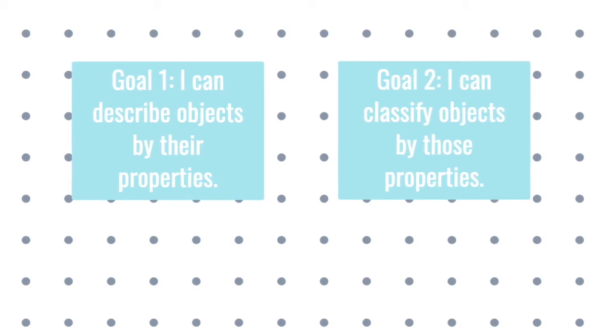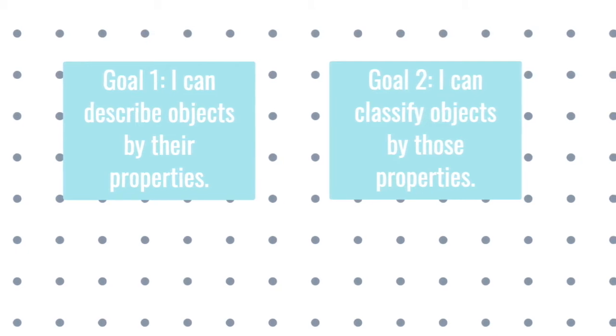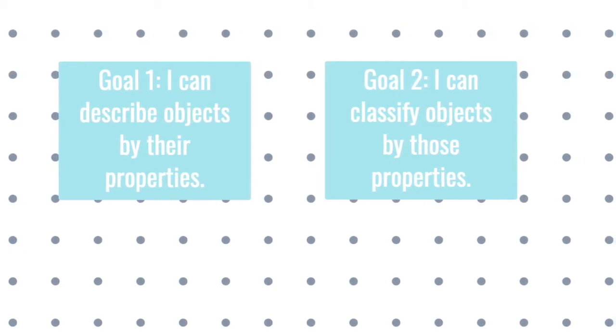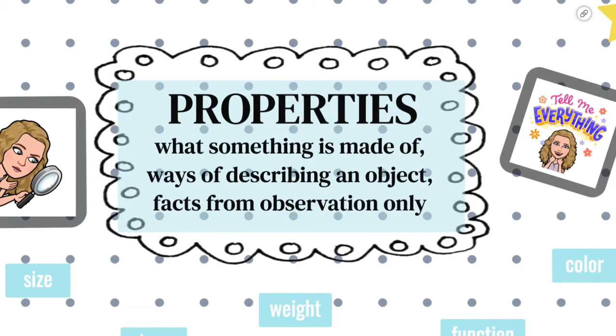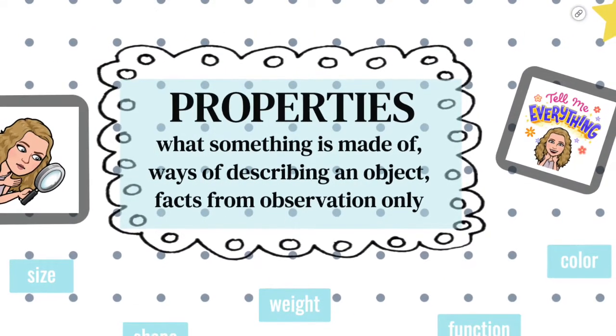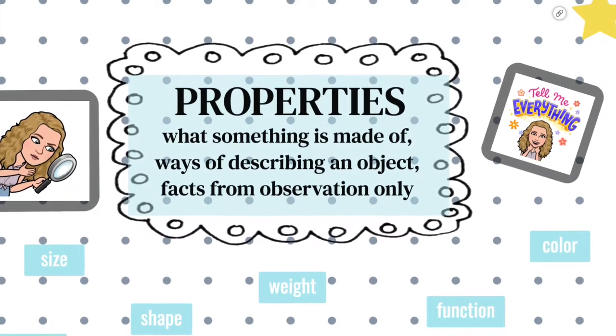Hi friends, your goal for this lesson is to describe objects by their properties and classify objects by their properties. Okay, let's get started. Properties: what something is made of, ways of describing an object, facts from observation only.